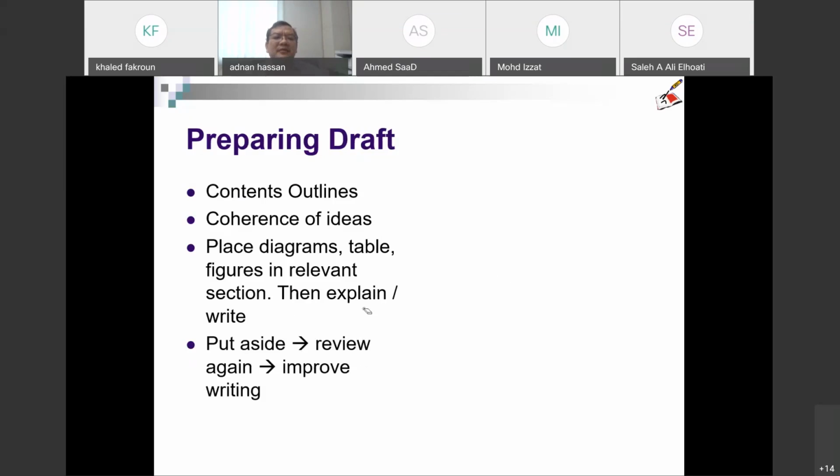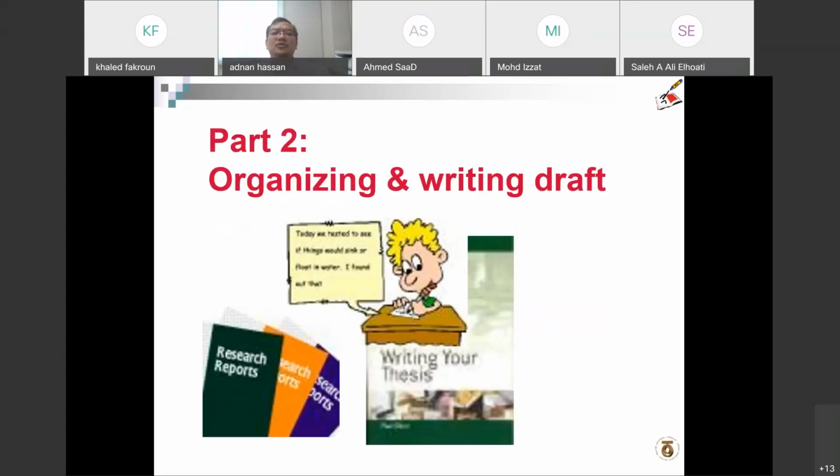Put it aside and review again, improve the writing. When you write, you need to have a rest and then come back again, look at it, review again, and improve it. So writing requires a few cycles of revision. Okay, so organizing, reorganizing and writing the draft.